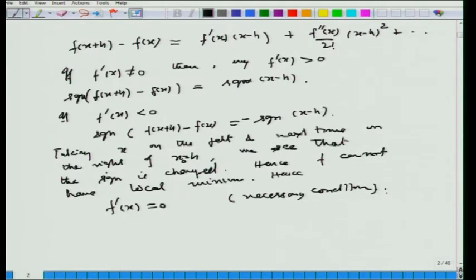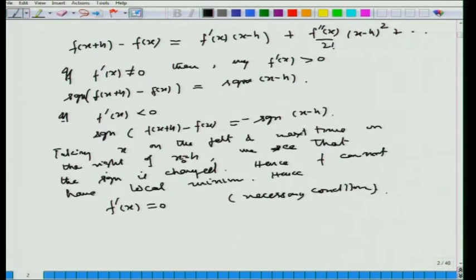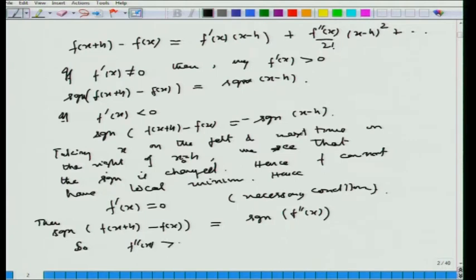So, likewise in the functional case, we saw that the first variation behaves like the first derivative in the case of a function. So, if the necessary condition is satisfied, then the sign of f of x plus h minus f of x is equal to the sign of f double prime x. So, if f double prime x is positive, we have a minimum.